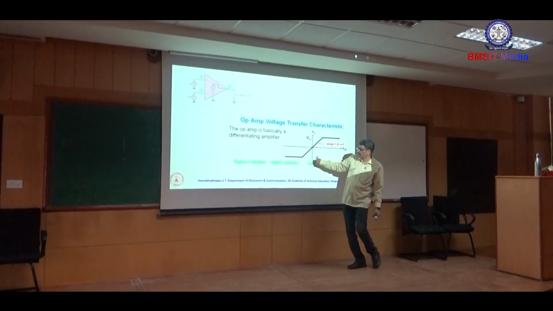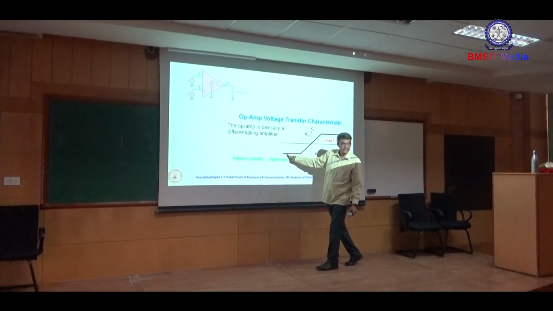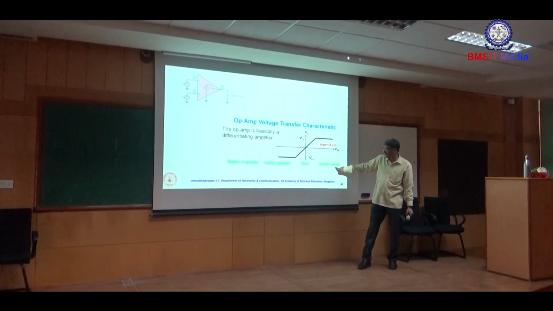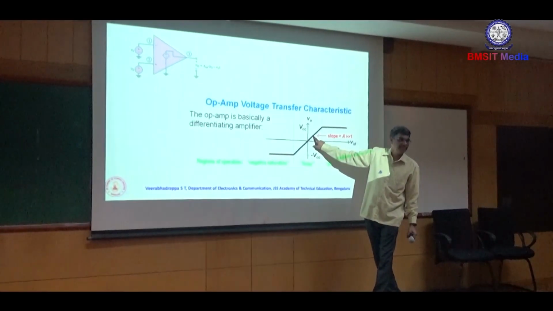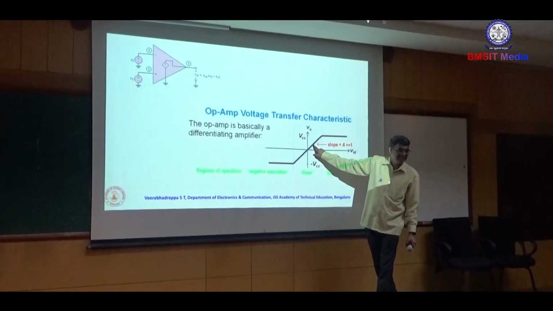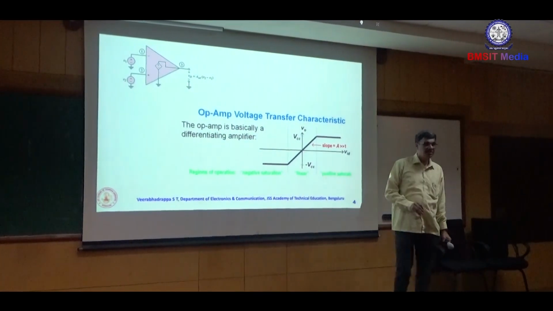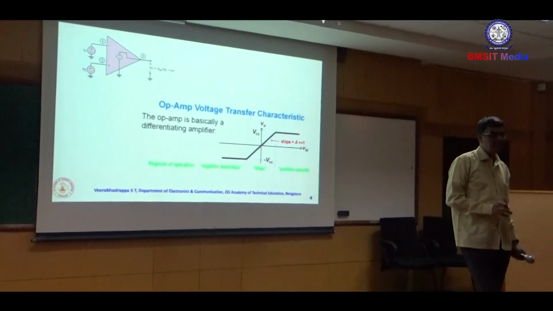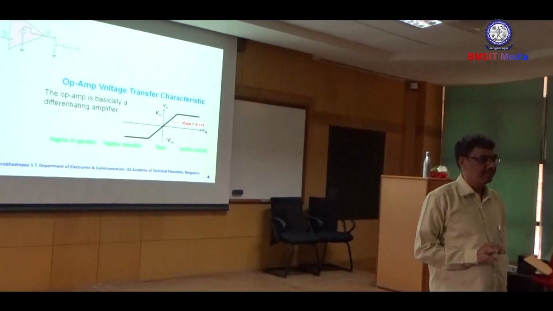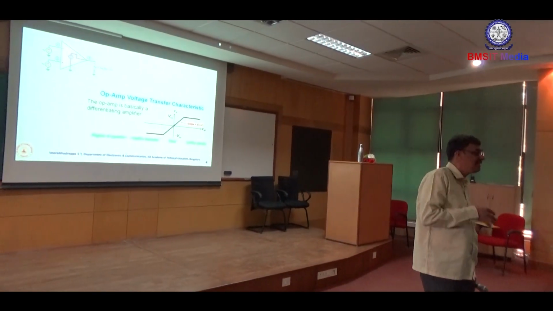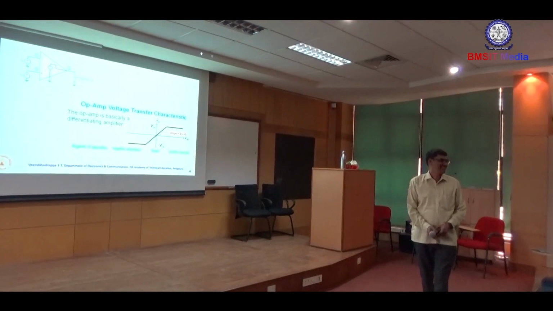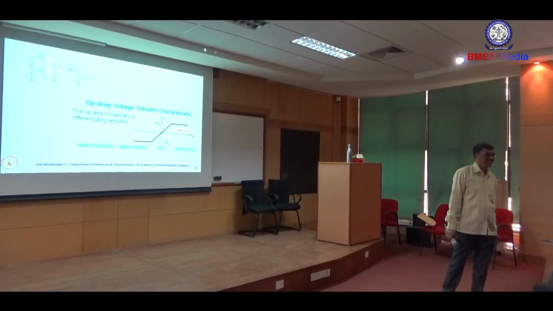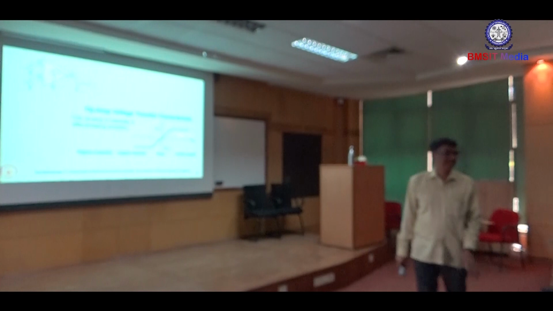As we clearly specified in the regions of operation, this is the negative saturation, this is the positive saturation. In the linear region, the output follows the input signal. That region is very small in the case of the open loop voltage gain. How do you increase the linearity of the amplifier? The next question arises.